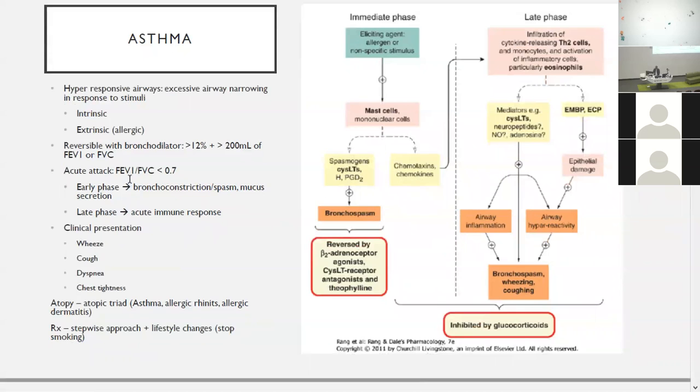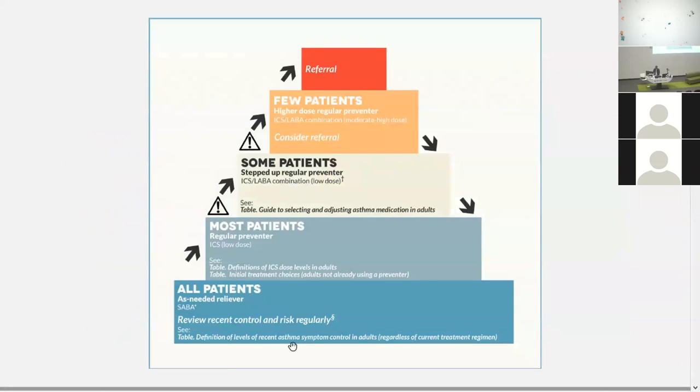And the way you treat asthma is a stepwise approach. So everyone has a SABA, because that's your reliever. If you are symptomatic, then you want to have a SABA. And then as it gets more severe, you start adding things: inhaled corticosteroid, inhaled corticosteroid plus LABA, and so on and so forth. You never give a LABA by itself. Remember that.